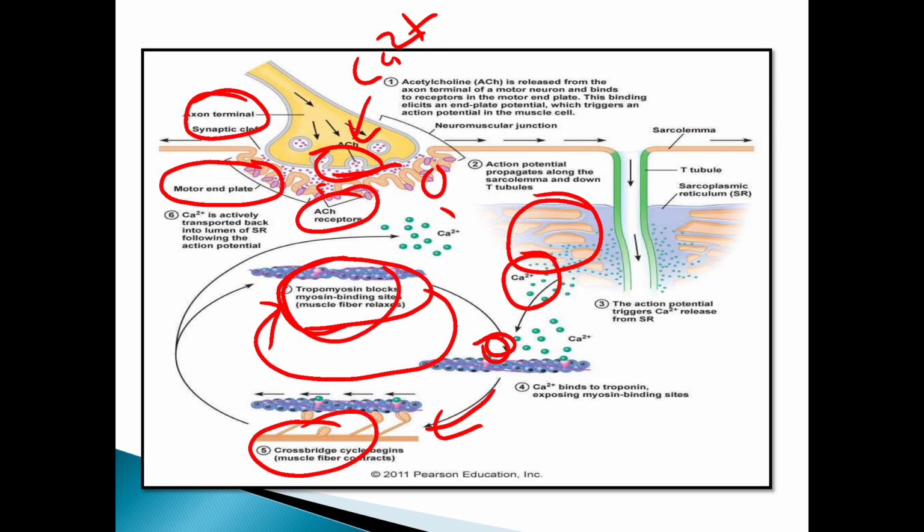So we are done with the neuromuscular junction and the sliding filament theory. Here we complete the skeletal system. The sliding filament mechanism is a very important topic as far as exams are concerned.